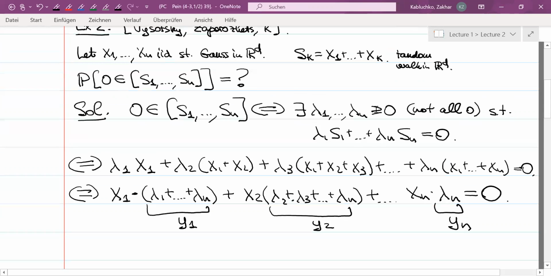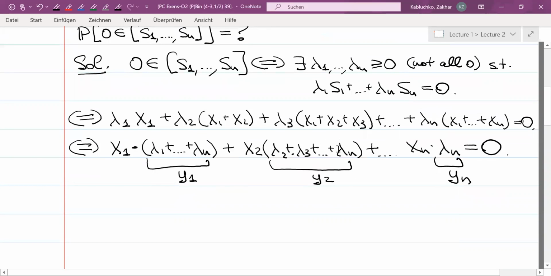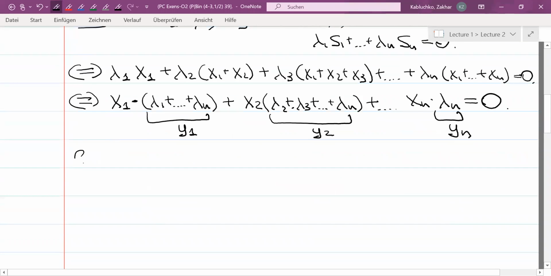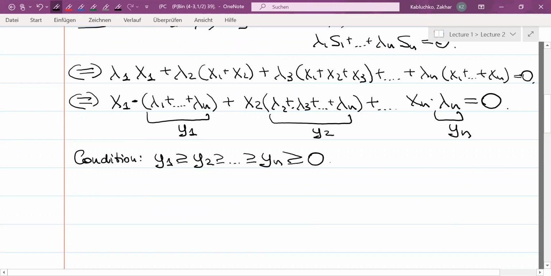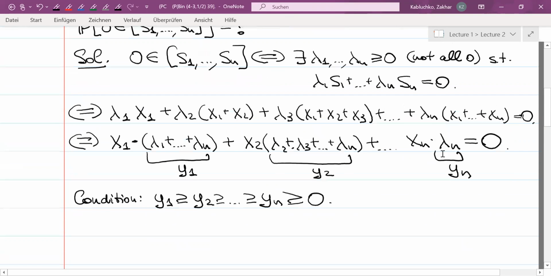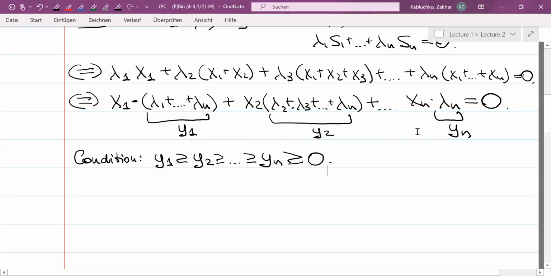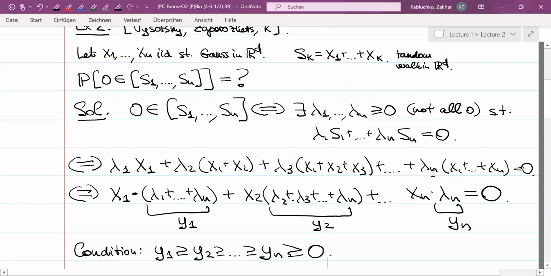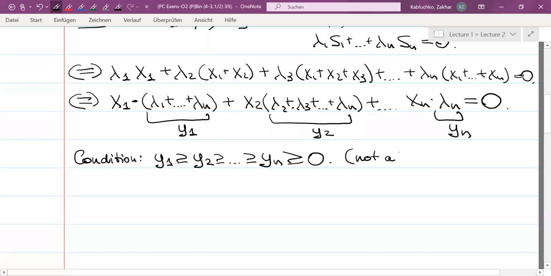then what is the condition we have to put on these y's? So the lambdas are all non-negative, which means that the y's are decreasing, non-increasing, more precisely. So the condition on y's is that they are decreasing, and the last one is positive because the last one is lambda n, and nothing more, right? This is equivalent to what we had. And also we have to require that not all of them are 0.